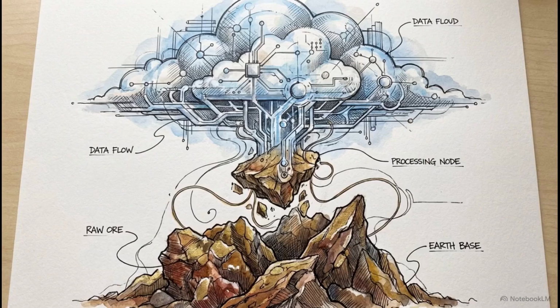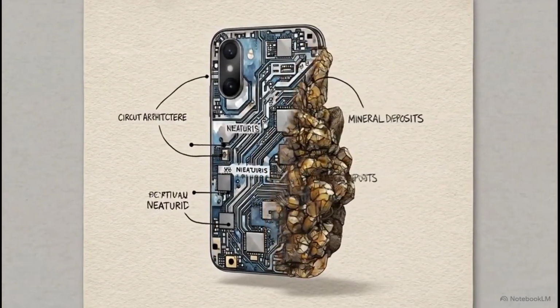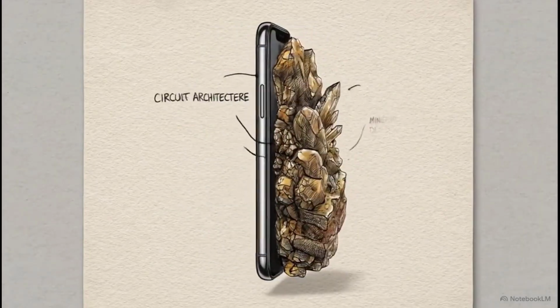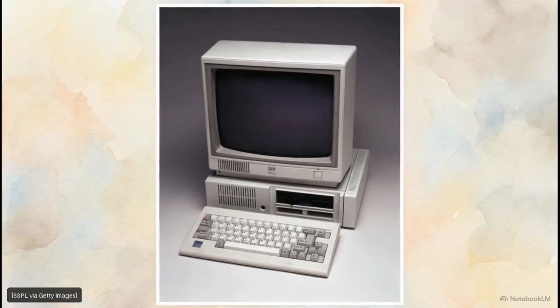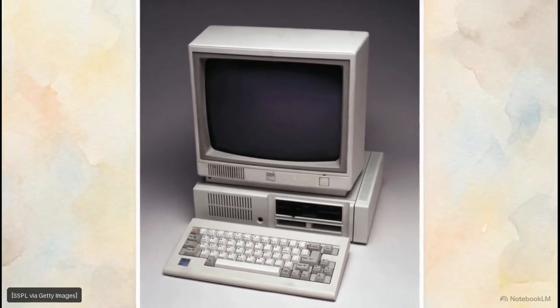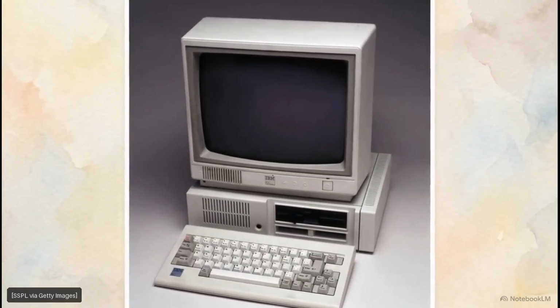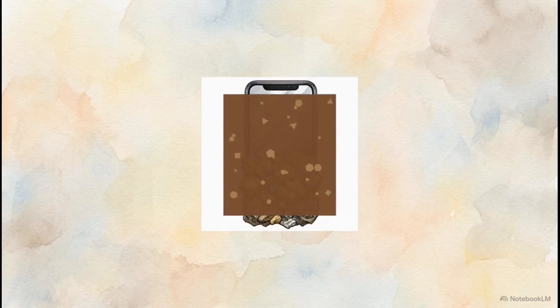When we think about the internet, we usually picture a cloud. We look at the smooth glass of a smartphone and imagine a frictionless, weightless portal to a purely digital world. But the computers from 40 years ago tell a different story. These machines were heavy, beige boxes of metal and plastic that made their physical requirements impossible to ignore. Modern devices have shrunk, but they haven't escaped the physical world.